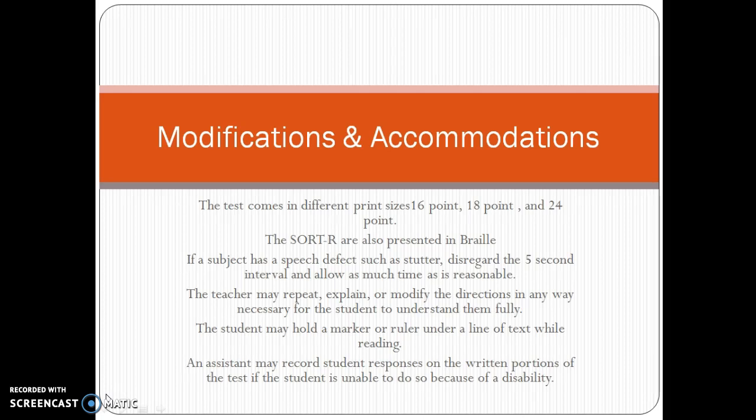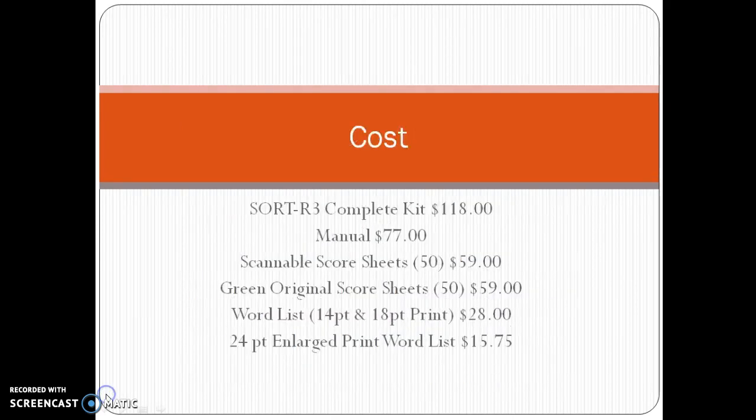The teacher may repeat, explain, or modify the directions in any way necessary for the student to understand them fully. The student may hold a marker or a ruler under a line of text while reading. An assistant may record student responses on the written portion of the test if the student is unable to do so because of a disability.